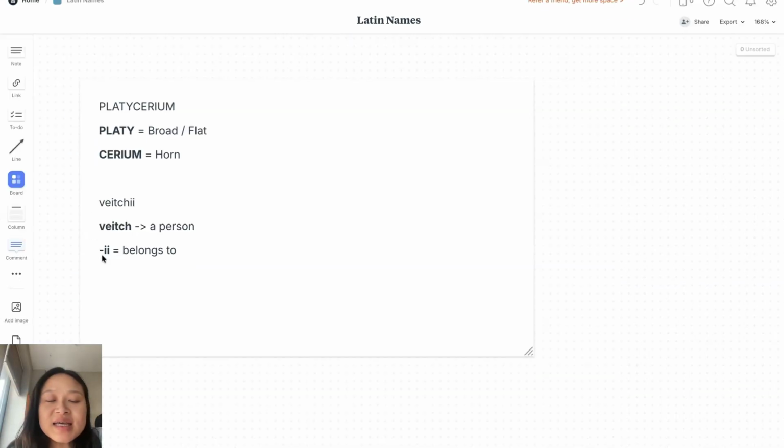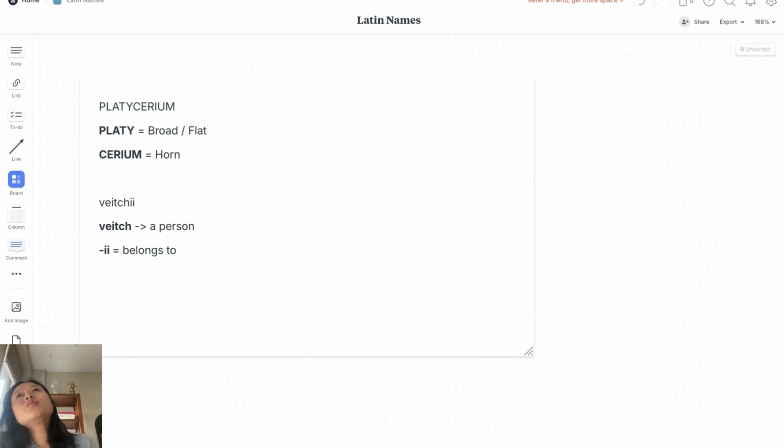When you see a double I at the very end of a word, you should immediately know that the word before it is probably a person. The double I means belongs to. So veitchii means that this plant is discovered by or belongs to Veitch. This person's name is Veitch.